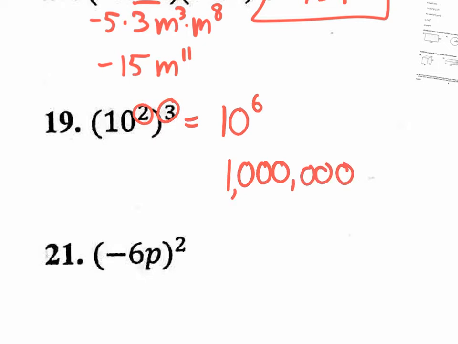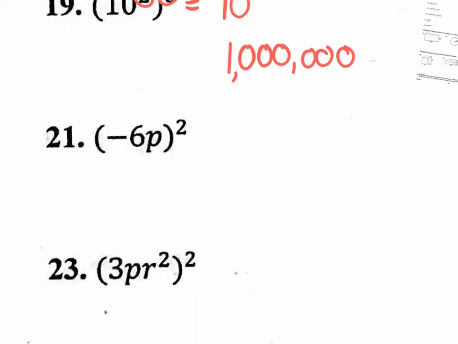So 1 million is your answer on number 19. Number 21, right here, it's rule 3. Rule 3 says that when you have parentheses with an exponent on the outside, you distribute it to each and every term.